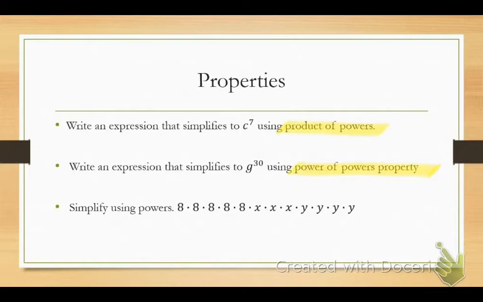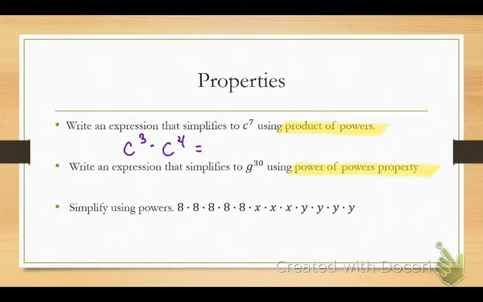All right, so c to the 3rd times c to the 4th power. Does that simplify to c to the 7th power? Yes, it does. Now, is that the only answer? No, there's other numbers that could simplify, right? I could have said c to the 5th power times c to the 2nd power. There's several.